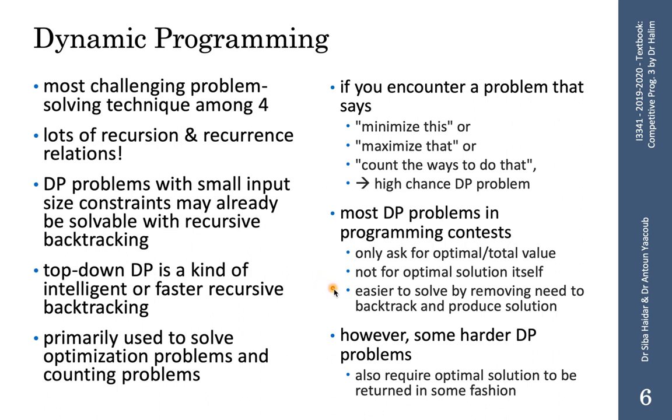This is easier, because if you have to list the solution, you need to backtrack in order to reproduce it. You remember the 8 queens problem we solved in the complete search paradigm. We saw two versions of this problem. One of them was to list all possible solutions for a given context, and in the other we were asked only to count how many possible solutions there are. And of course, counting the possible solutions is easier than listing all of them. So most DP problems only ask for the total value of the optimal solution. However, some harder DP problems also require optimal solutions to be returned in some fashion. So we will also see how to reproduce the backtracking of the optimal solution.